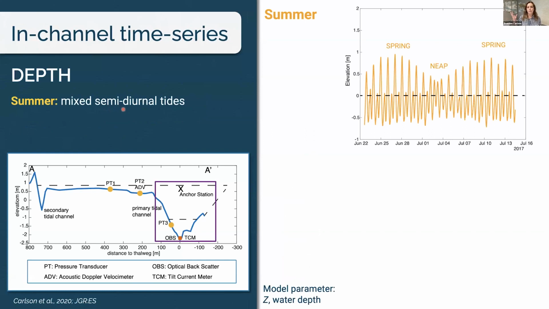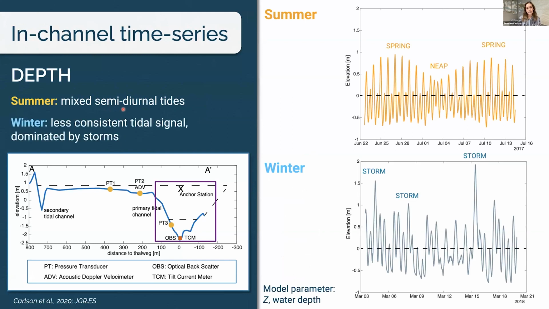But we see that we have this nice mixed semi-diurnal system with the tides, and that's maintained with the exception of the winter, when we get these big storm events. And so these big storm events obscure our tidal signal and also enhance inundation of the distributary channel and surrounding delta lobe.